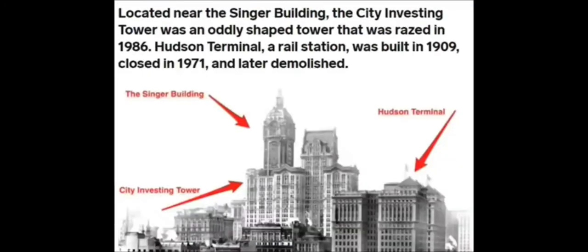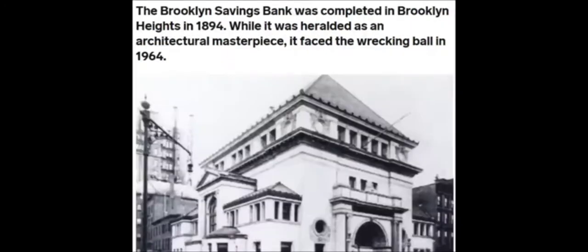All three of these buildings in Manhattan were demolished, with the Singer Building, the headquarters of the Singer Manufacturing Company, said to have been completed in 1908 and demolished in 1968, along with the City Investing Tower the same year, and the Hudson Terminal Rail Station, demolished at some point after closing in 1971. As well as the Brooklyn Savings Bank, said to have been completed in 1894 and demolished in 1964.